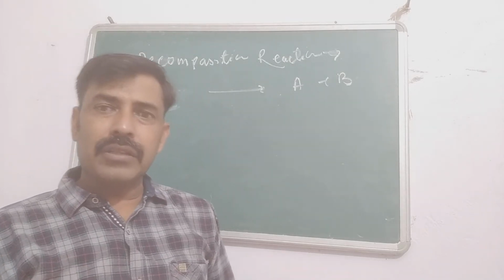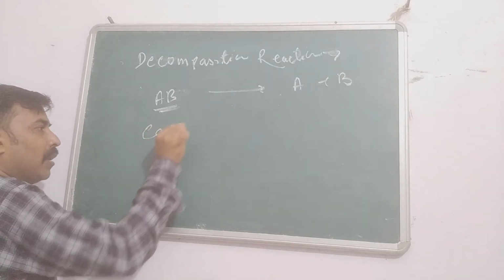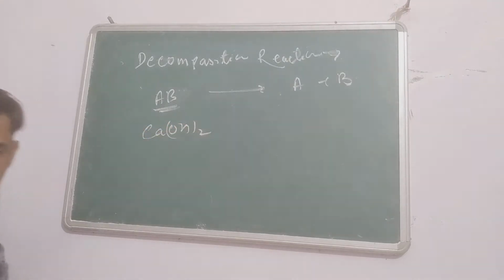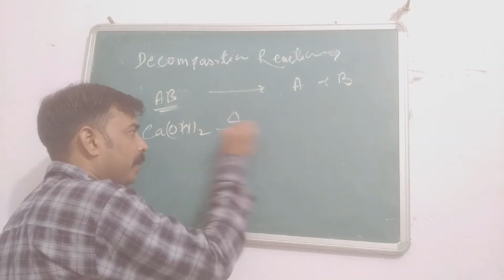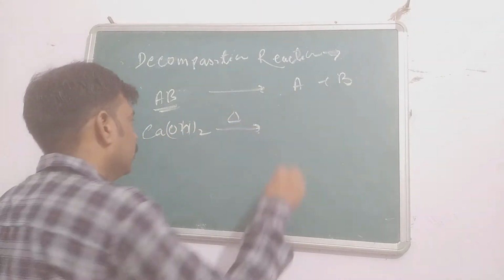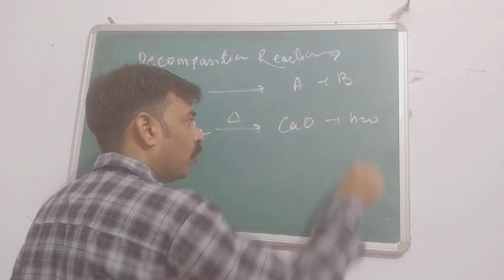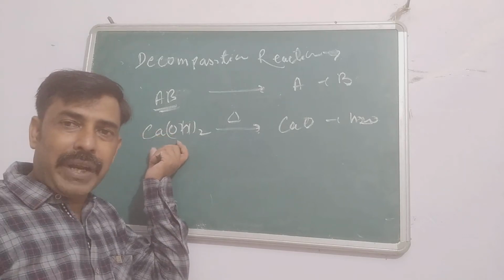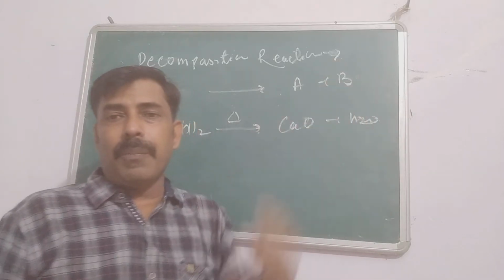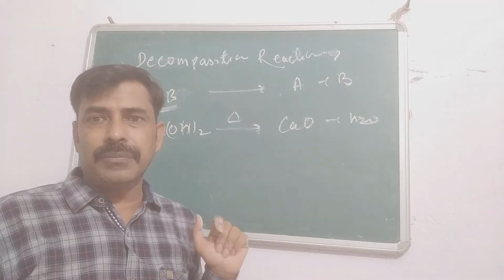If you want to take an example, here is a simple one: calcium hydroxide, a well-known compound to each of us, or slaked lime. When it is heated, it gives CaO plus H2O. Here you can see the single compound breaks into two different compounds, and the process is called decomposition.